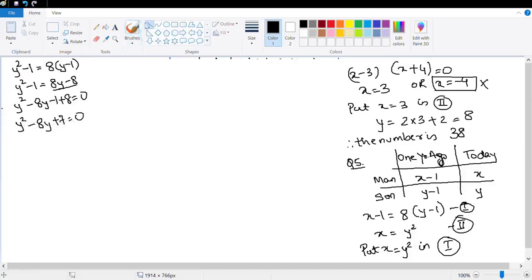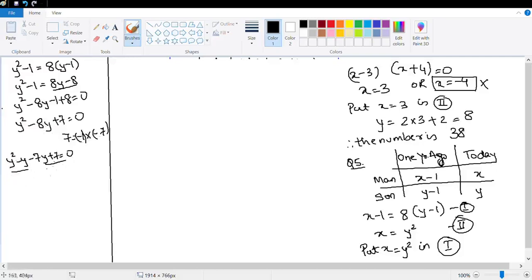I need to find factors of plus 7, the sum of which will be negative 8. This one's also very simple. So 7 can be written as negative 1 multiplied with negative 7. Perfect. And the sum of this will be negative 8. So y square minus y minus 7y plus 7 is equal to 0. Group them together. Y times y minus 1 minus 7 times y minus 1 is equal to 0. Y minus 1, y minus 7 is equal to 0. Y is equal to 1 or y is equal to 7.